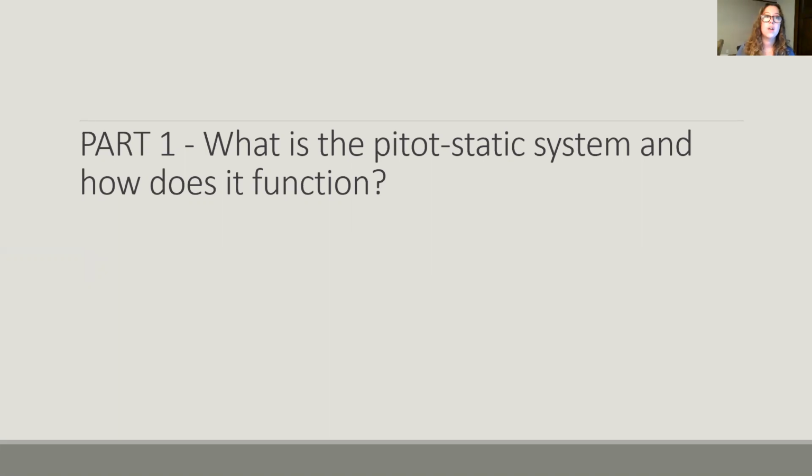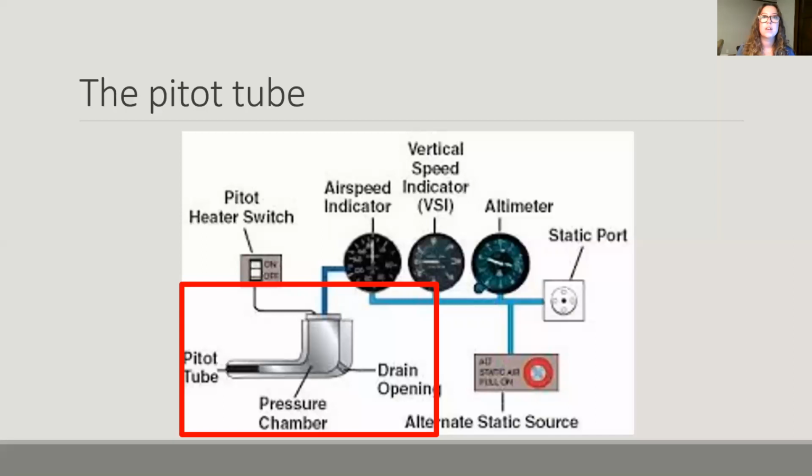So, part one: what is the pitot system and how does it function? First, we need to understand the components of the pitot system and how information is collected and displayed. There are two ports. They're both pressure ports. The first is the pitot tube, which is going to measure the dynamic or ram air pressure as the plane is moving through the air.